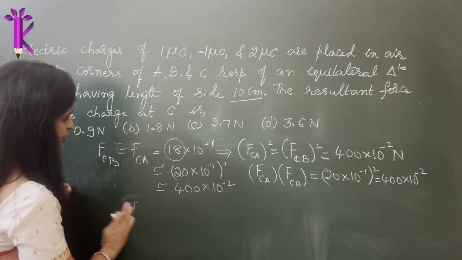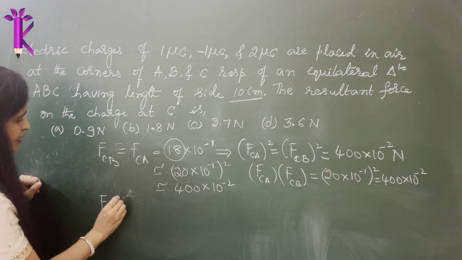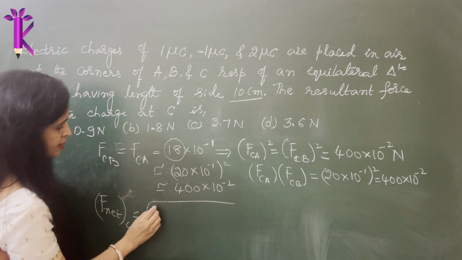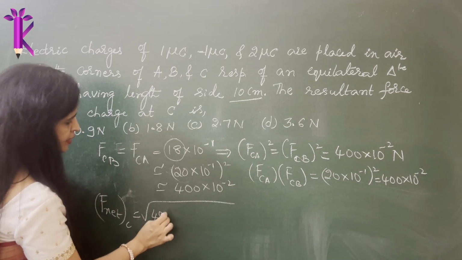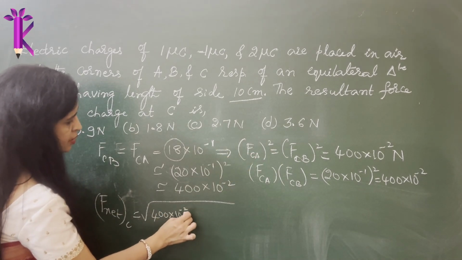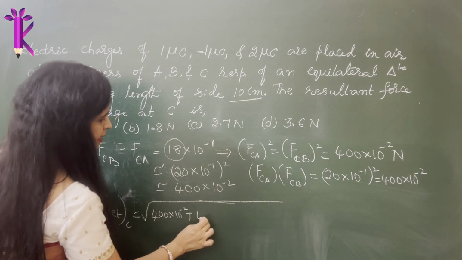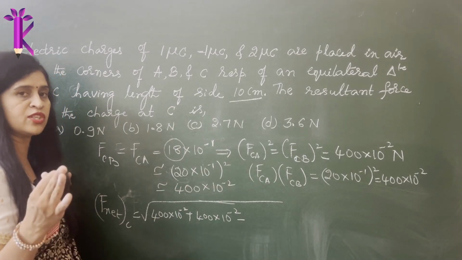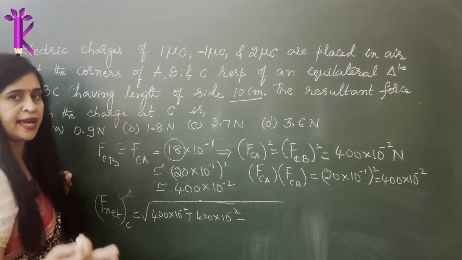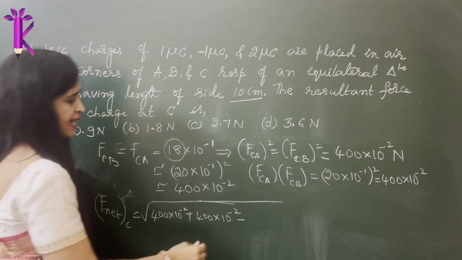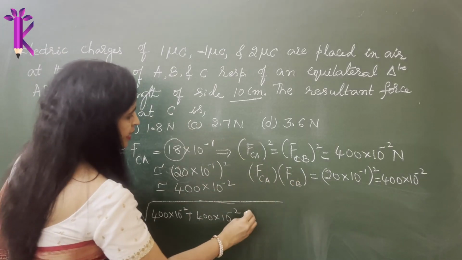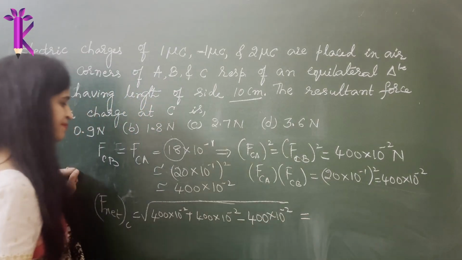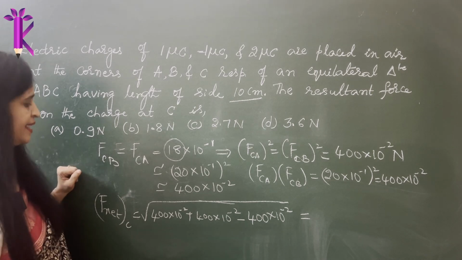So what was your expression for F net? The net force experienced by the charge at C was the square root of FCA whole square, which is 400 into 10 power minus 2, plus 400 into 10 power minus 2, minus, because cos theta was minus half, 2 into FCA into FCB, into minus half. The 2 gets cancelled, you remain with FCA into FCB, which again we have found to be 400 into 10 power minus 2. So it is very simple to actually calculate it.